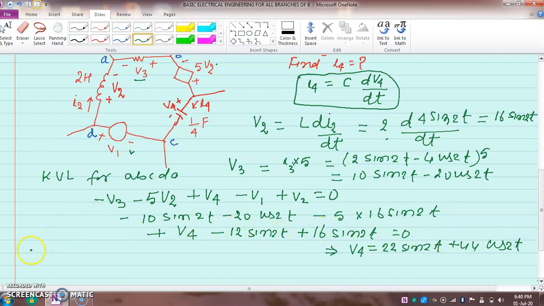Now you will find very easily the current I4 equal to C dV4 by dt. C is 1 by 4 and you just differentiate this. After differentiation, finally the result is 11 cos 2t minus 22 sin 2t. So this is your I4, using V4.